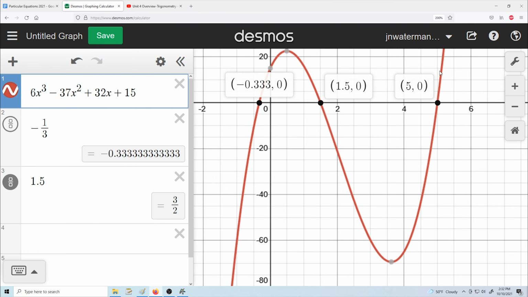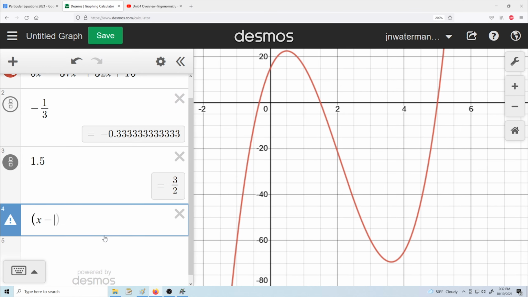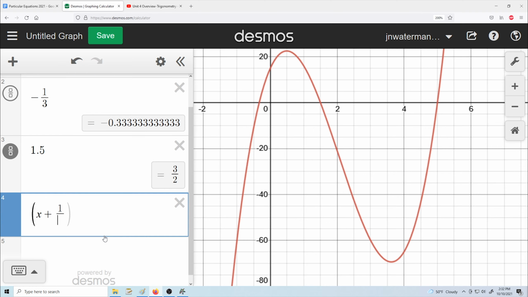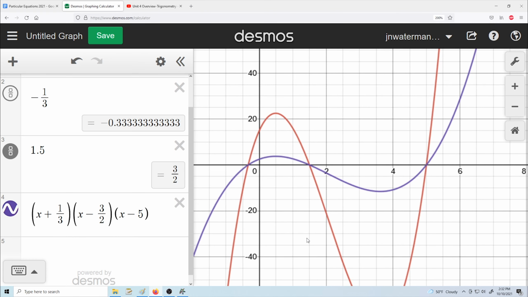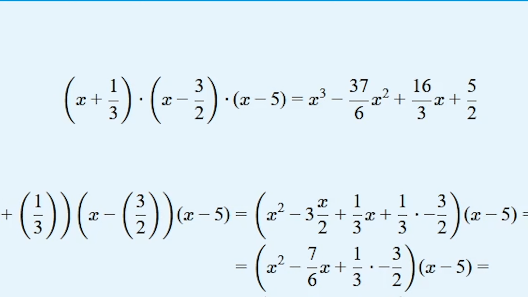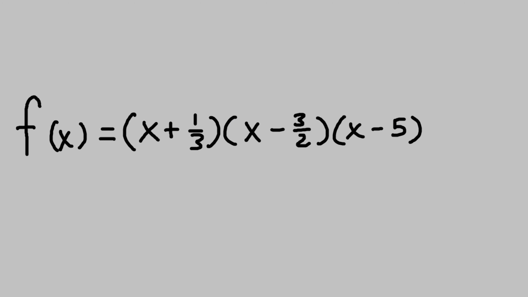And x equals 5. If we put these into parentheses, we get the following three linear factors, making sure to reverse their signs so that they're properly written. x plus 1/3, x minus 3/2, and x minus 5. We're doing good so far, but we have two issues presently. One, it would be nice if the fractions in the factors were integers instead of fractions. And two, the 6 attached to x cubed doesn't show up if we multiply these factors back together. In fact, none of the coefficients seem quite right here.